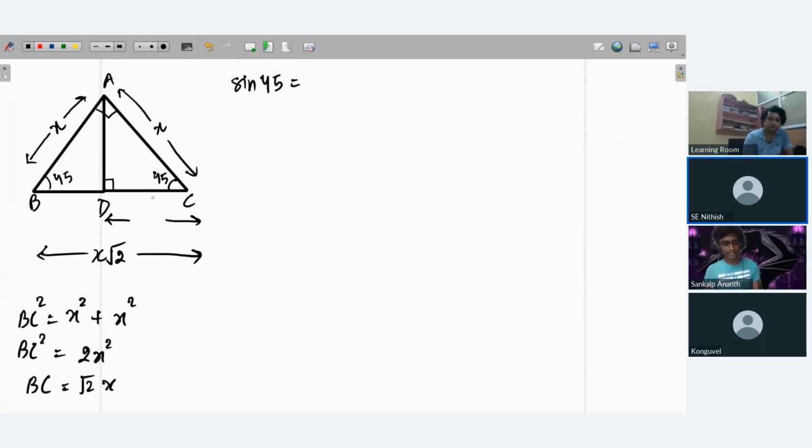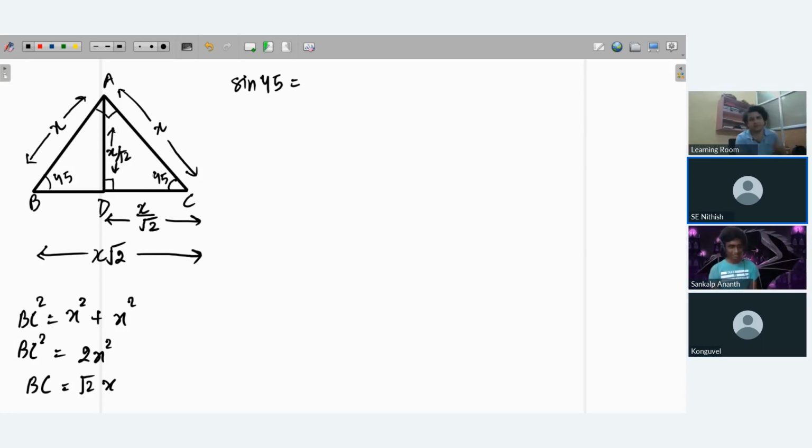This will be x root 2 by 2. It is 1 by 2 into x root 2. Right? Okay, I was right. So what should be AD? Sir, isn't it also 1 by 2 into x root 2? Exactly, you are right. Isn't it x root 2 by 2?